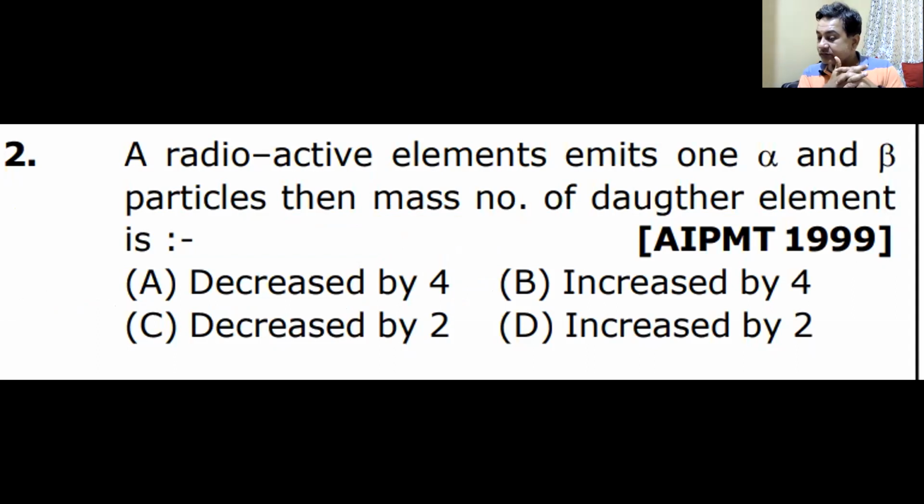Option A, decreases by 4. That's how I want you to answer. Fast. Now that's going fast. That's great, I don't have to tell you what is happening here. So I'll move on to the next one. All these are from your AIPMT. AIPMT is your NEET. It was tougher at those times.